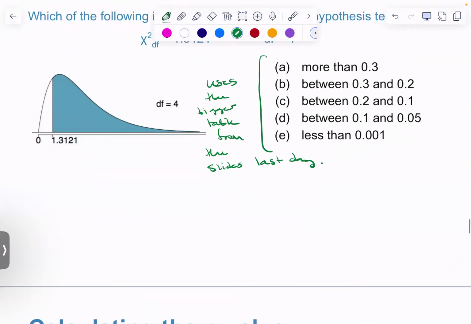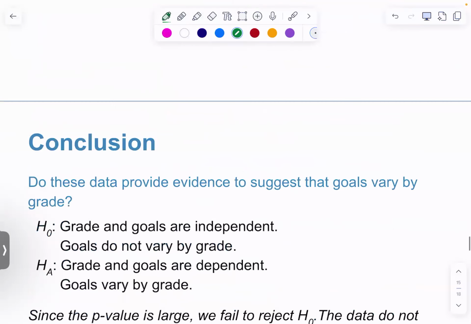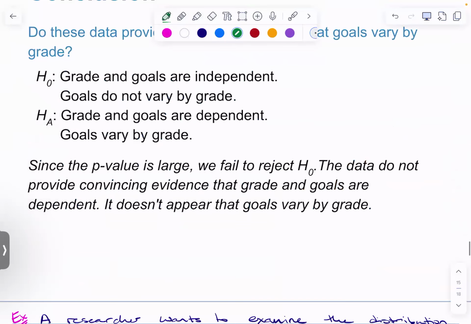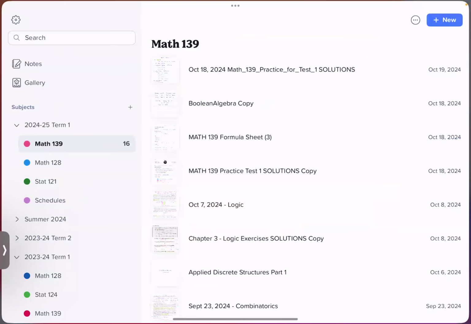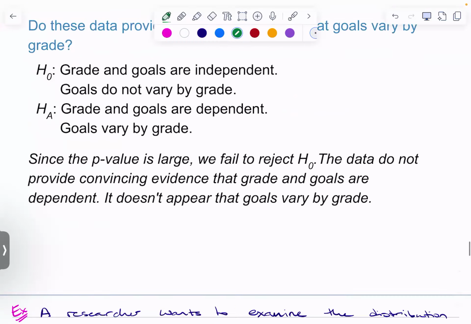But I'll just say see above, but see our work using our table, our mini table. Which is what you'll have. And then we have our conclusion. Okay, good, great. Which we did together, but here it is typed up nicely.